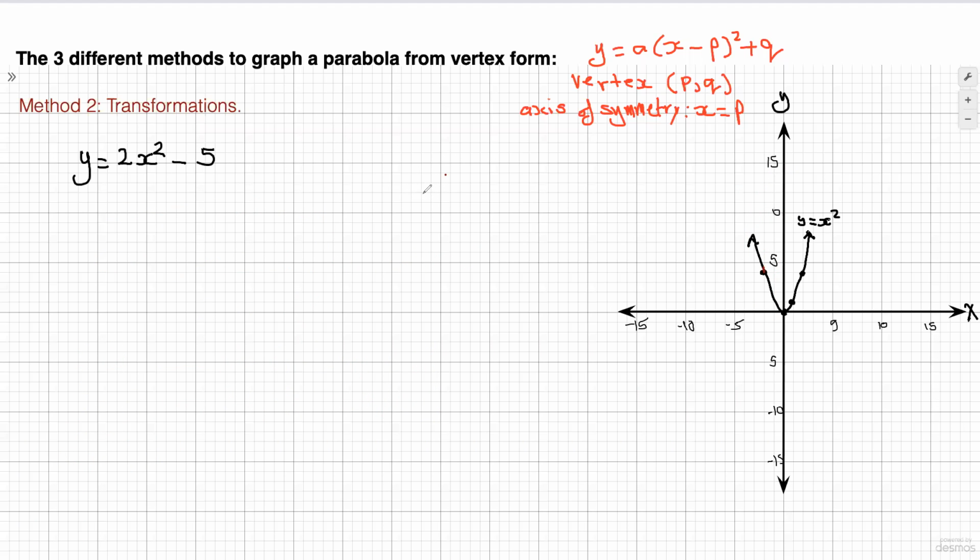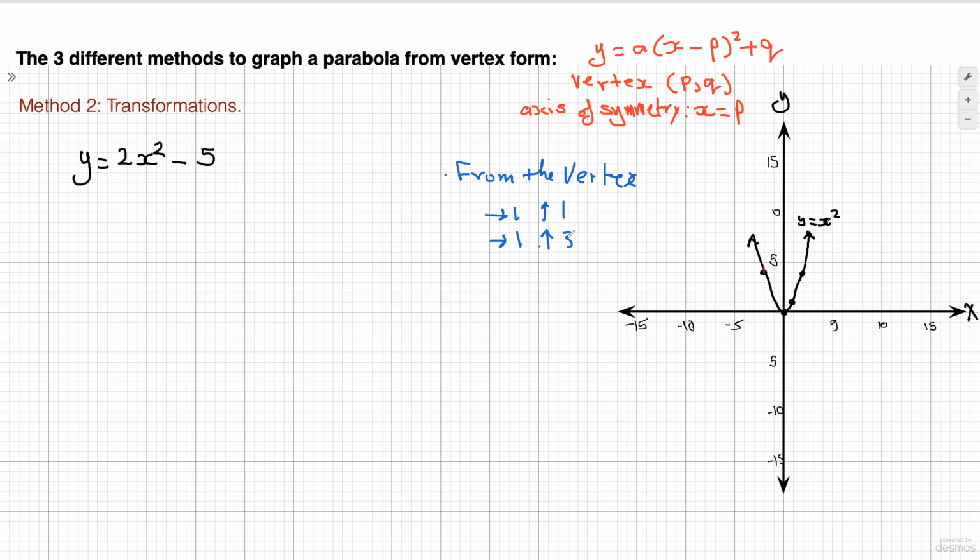So here with the last method, the first thing you should know is that this parent graph right here from the vertex, so from the vertex, if you notice, you're going out 1, up 1. So you go out 1 and up 1, and then you go out 1 again and up 3.